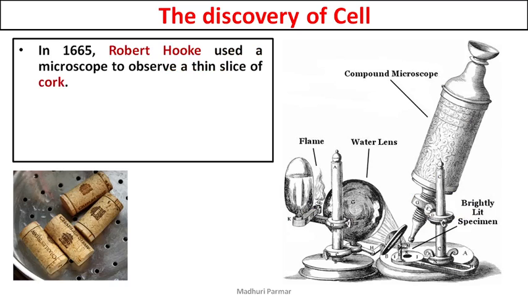Before Antony van Leeuwenhoek, there was another scientist. His name was Robert Hooke. Now Robert Hooke used a microscope to observe a thin slice of cork. Okay. Now this is the exact diagram of the microscope he used. As you can see, it is different from Antony van Leeuwenhoek's. This is the cylinder. Here is the eyepiece from where you see. This is the sample holder. Here is where you place the sample. And this is the light source, which is a flame. Okay. And from the light source, the flame, there is a lens which will converge all of this light at this one specific spot.